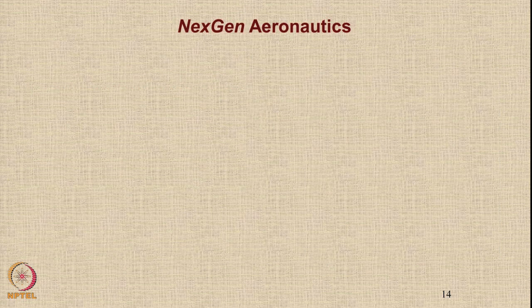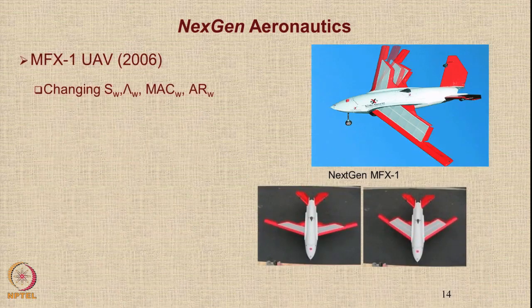There is a company called NexGen Aeronautics which has experimented with morphing on small UAVs. The MFX-1 UAV, as you can see on the screen, was to change the wing area, the wing sweep, mean aerodynamic chord and the wing aspect ratio. And also it had asymmetric morphing, as you can see only one wing is changing its sweep.